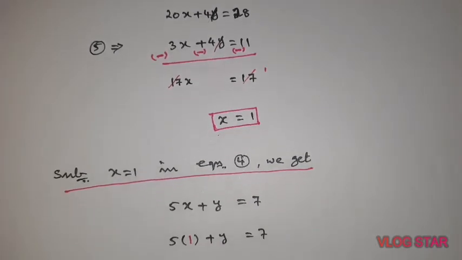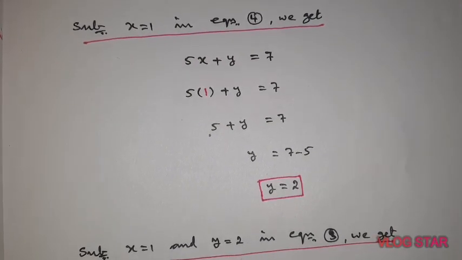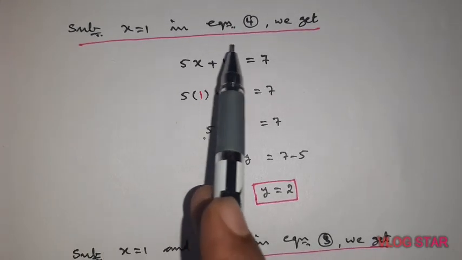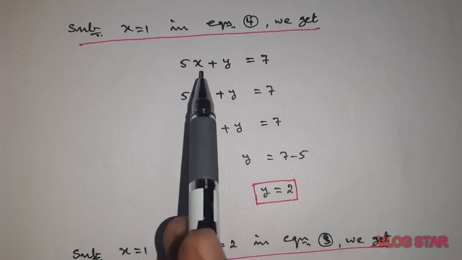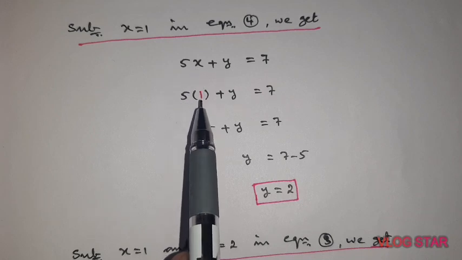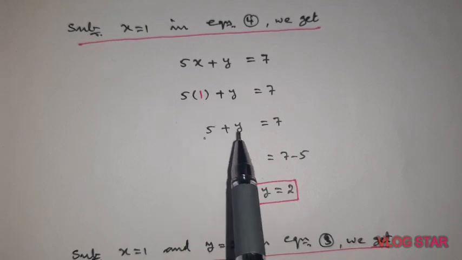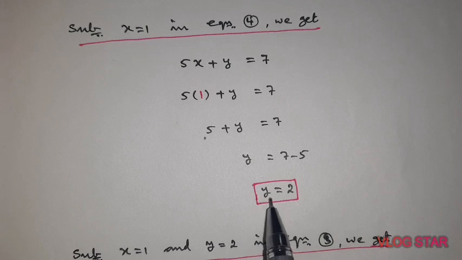Now substitute the value x equal to 1 in equation 4. I write once again equation 4: 5x plus y is equal to 7. Instead of x, write 1. So 5 into 1 plus y is equal to 7. 5 ones are 5, plus y is equal to 7. y is equal to 7 minus 5. y is equal to 2. Then we get one more value, y is equal to 2.